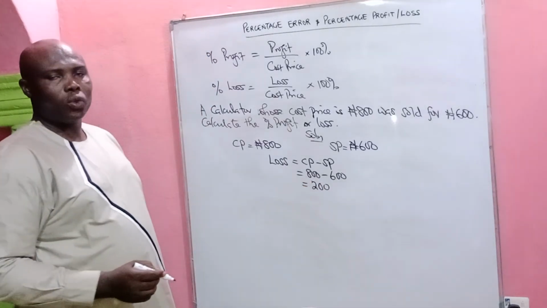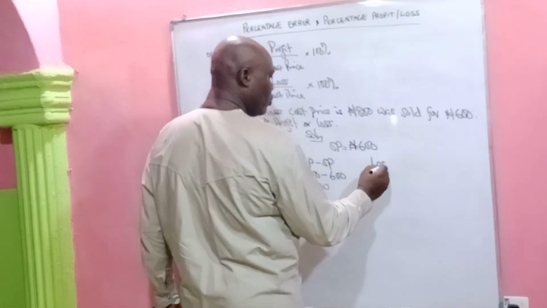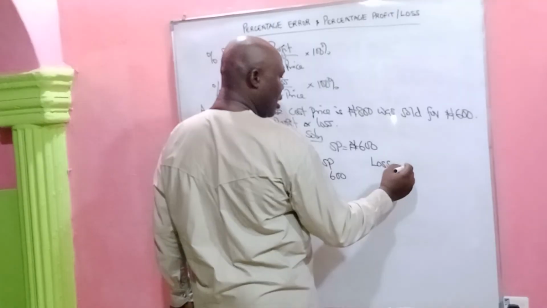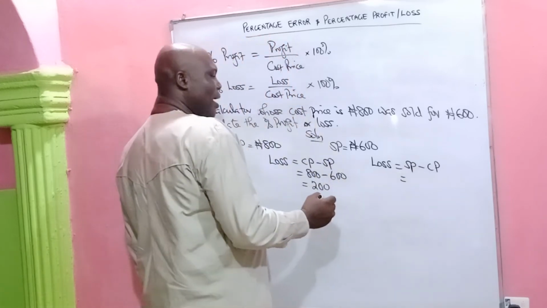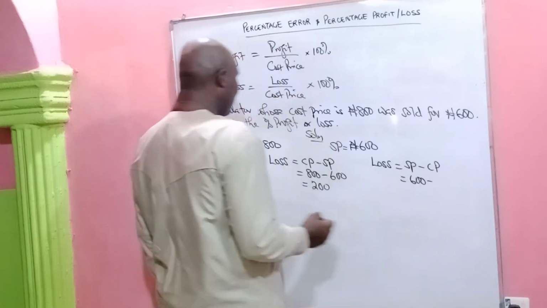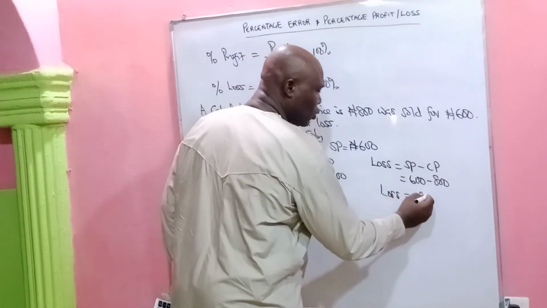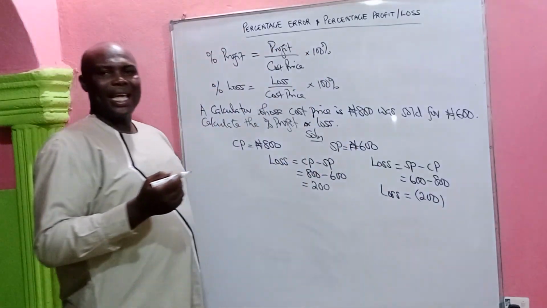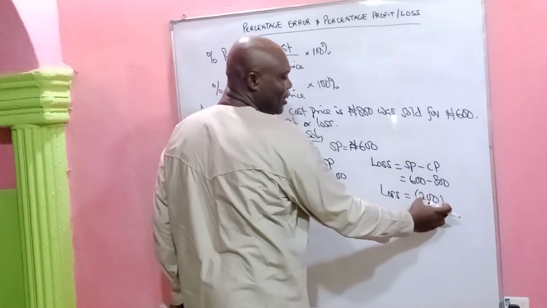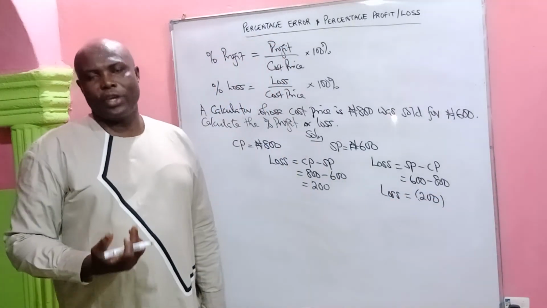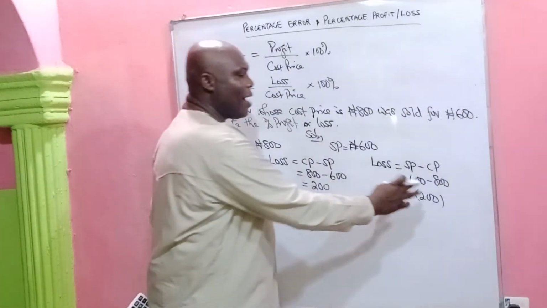All right? The loss is 200. The loss is always negative, which means you can equally take the loss as selling price minus cost price. The selling price itself is 600 minus the cost price of 800. That gives us a loss which is negative 200. But in finance, negative is always shown this way, so that the moment you see this in brackets, you know that a loss was incurred. So please take note of that. Either you do this or do this, it won't change the fact that you have a loss of 200.